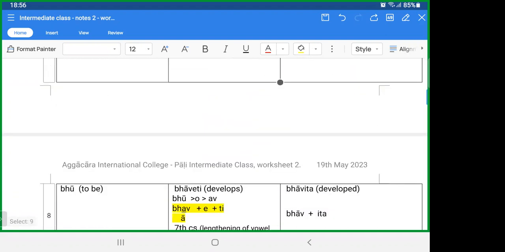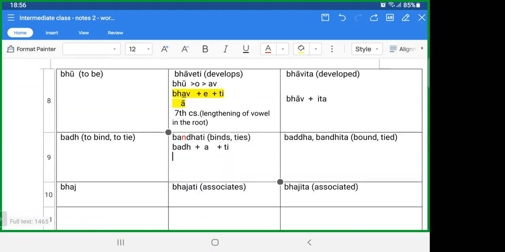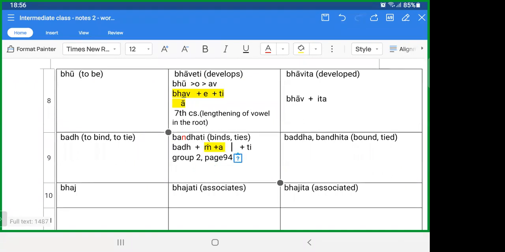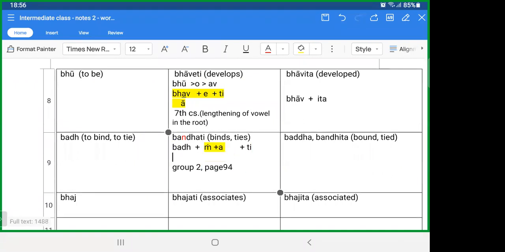Page number 294, group 2, right? Same, okay. Group number 2, page 294. So you put the root plus the M dot, then this changes to N. Why do you change it to N?